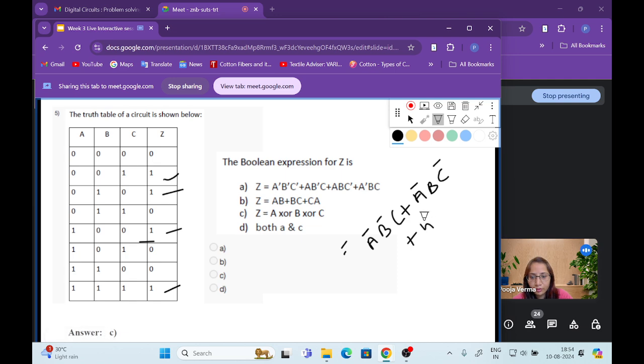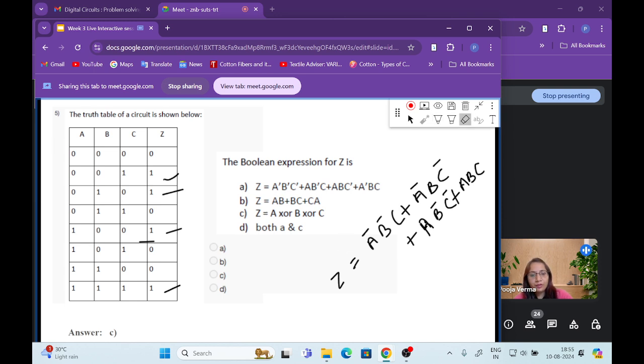So A it is 1. So A and at the 0 0. So B bar, C bar plus. Now next one is the last one. All are ones. So A B C, right? A B C. So this is the Boolean expression for this truth table.